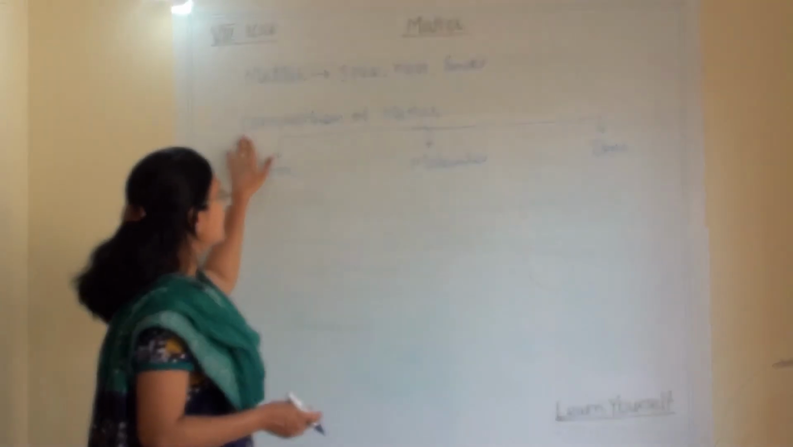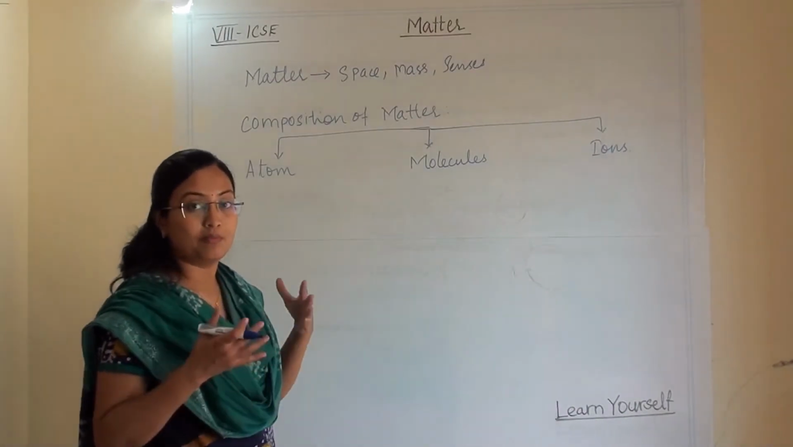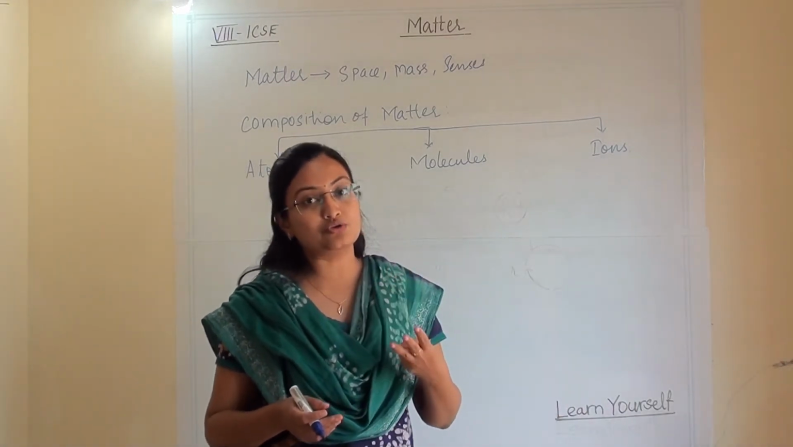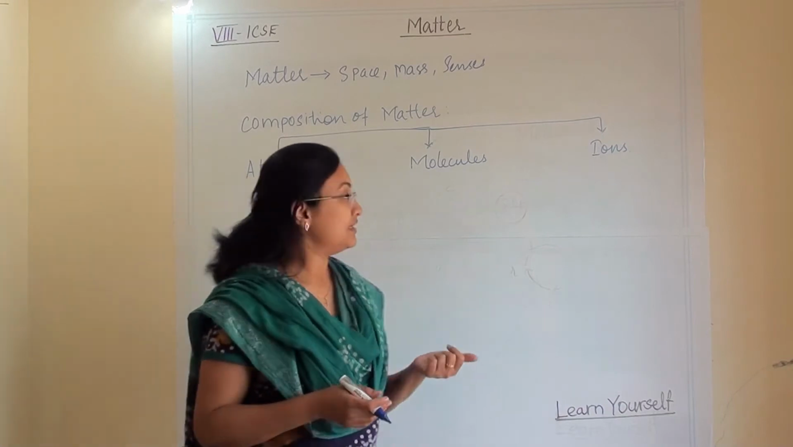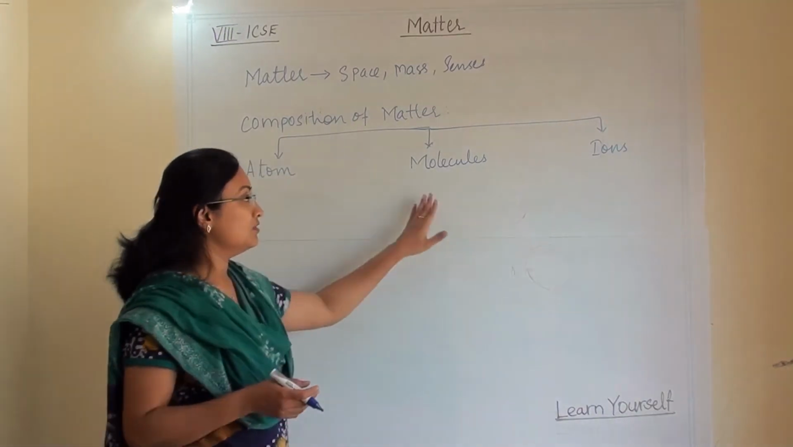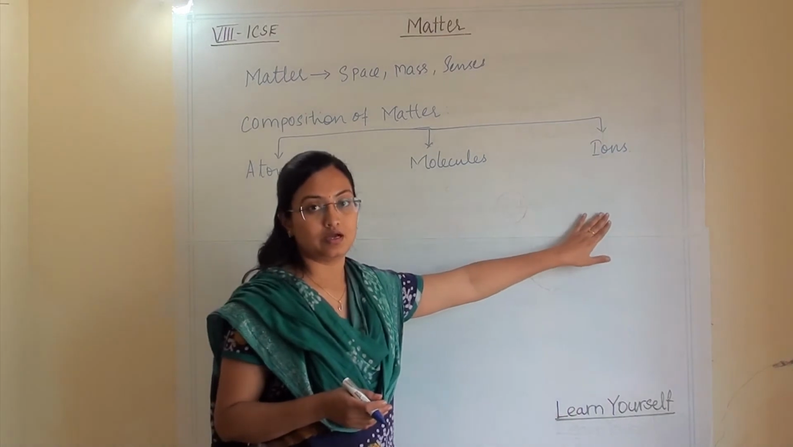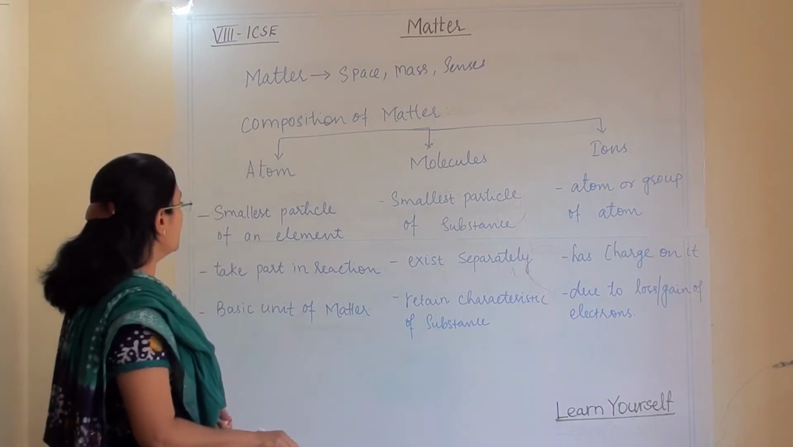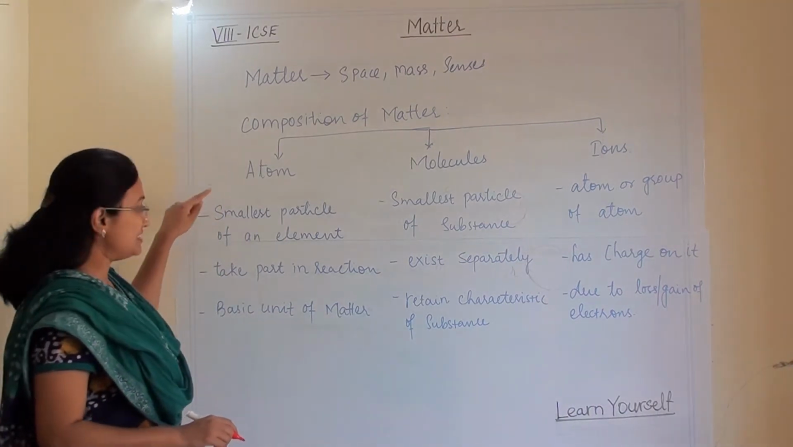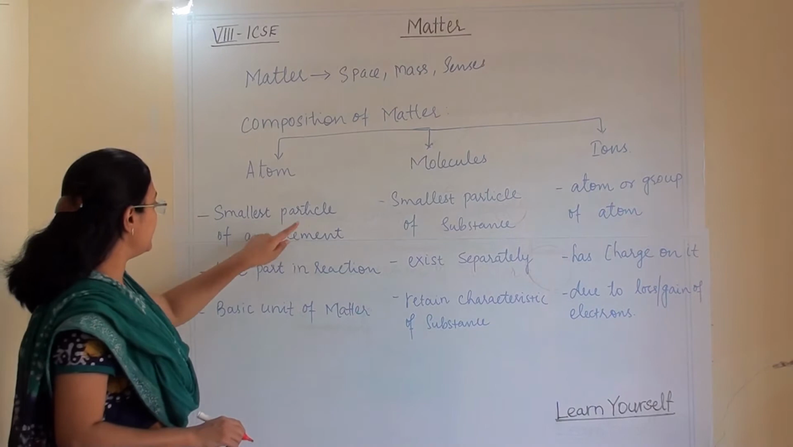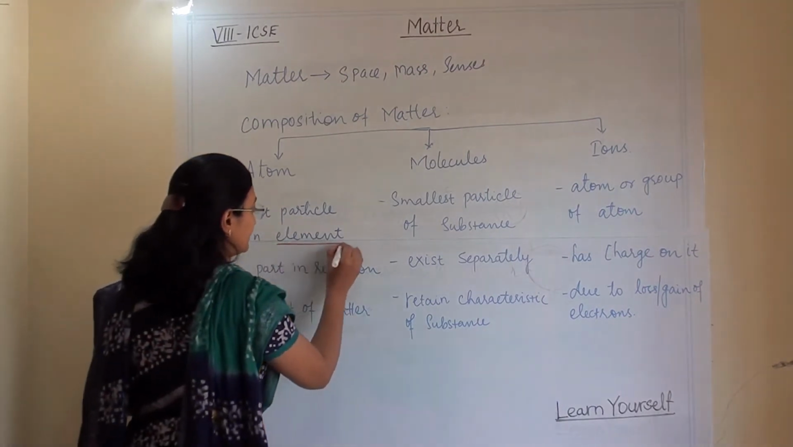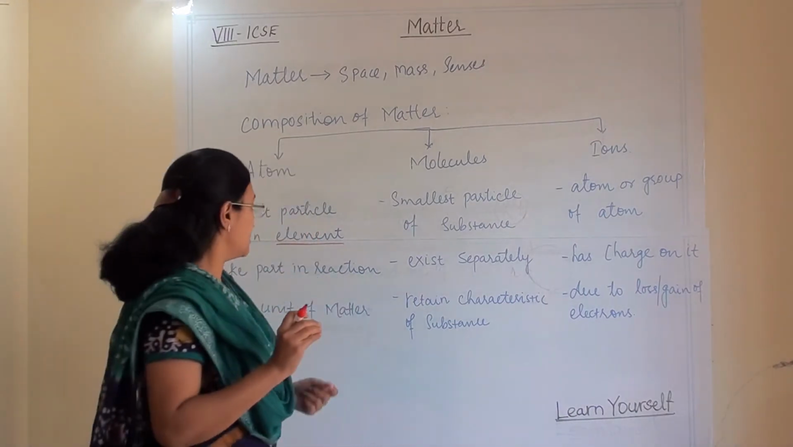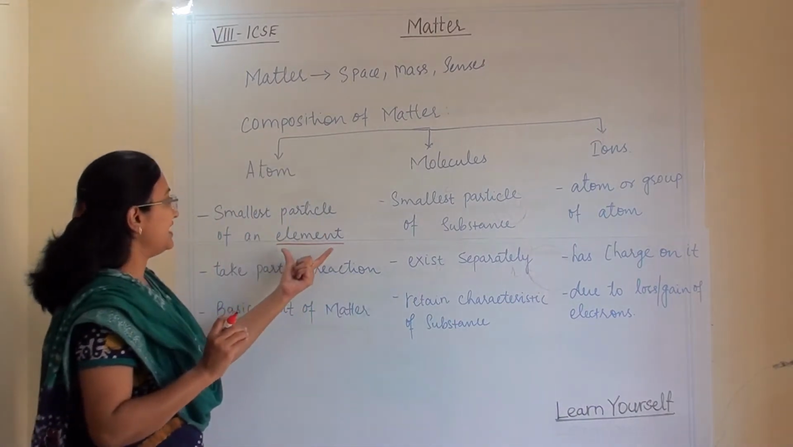Now let us understand the composition of matter. Matter is made up of basically three things: atoms, molecules and ions. So let us understand what an atom is, what molecules are and what ions are, one by one. First, atom. What is an atom? The smallest particle of an element. An atom is a very basic unit of a substance. So it is the smallest particle of an element.